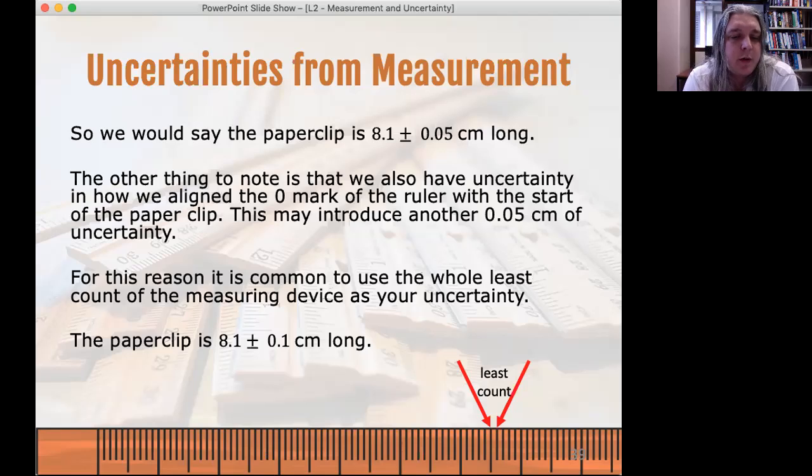The other thing I just want to point out is that because of this, we never interpolate our results. If it looks like it's halfway between 8 and 8.1, we don't say it's 8.05, we just take the nearest line, right? Always take the nearest value and then use the least count as your uncertainty.